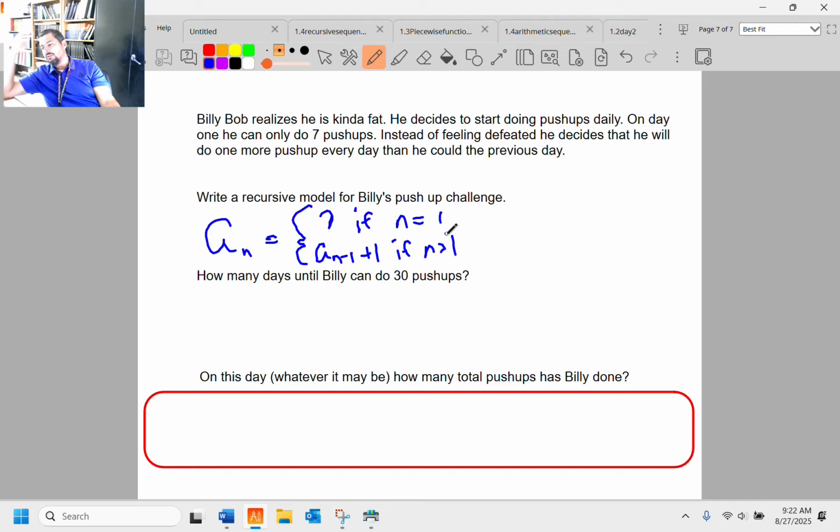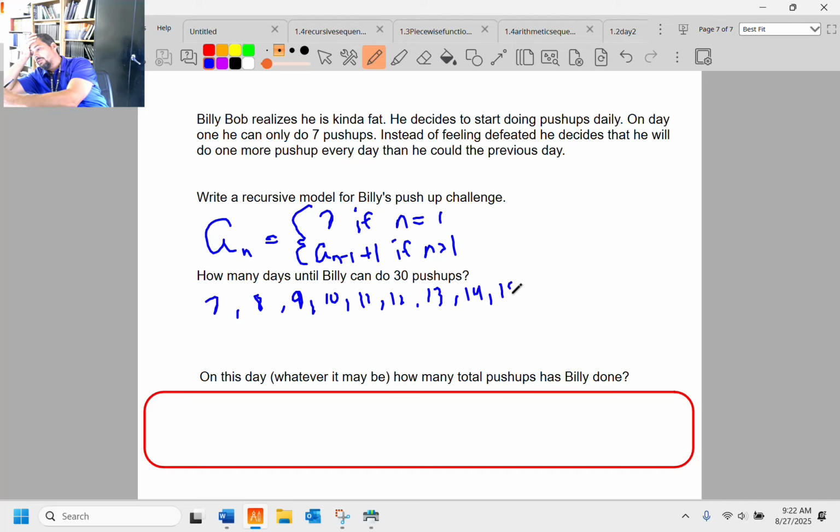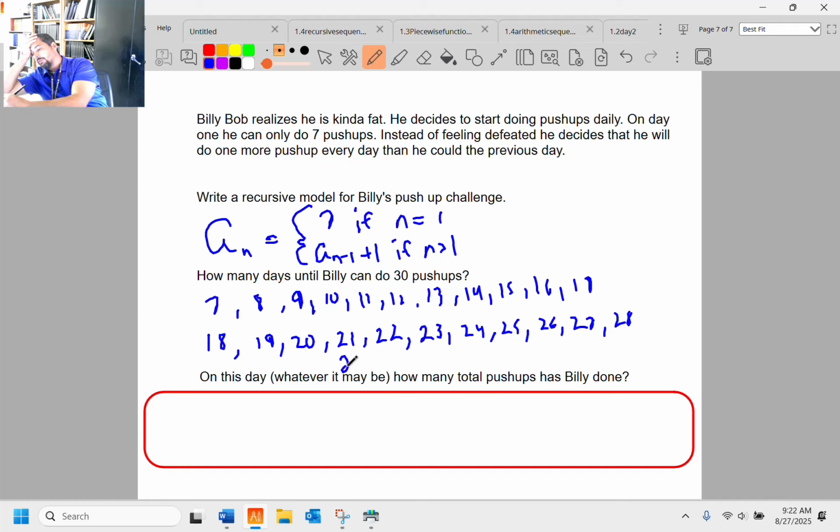So how many days until Billy can do 30 push-ups? Well, we start with 7, 8, 9, 10, 11, 12, 13, 14, 15, 16, 17. And it's easy to write. We're just writing until we hit 30, right? And then we count. And if we count, we'll discover that we have 24 things. So 24 days, and he'll be able to do 30 push-ups, which is a pretty good number for your average Joe.